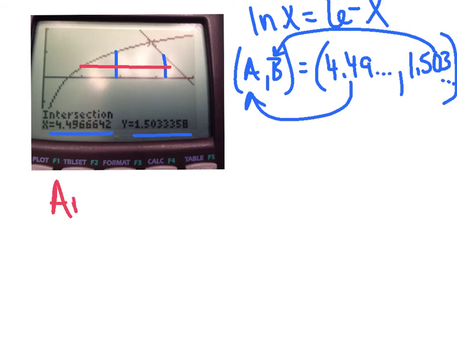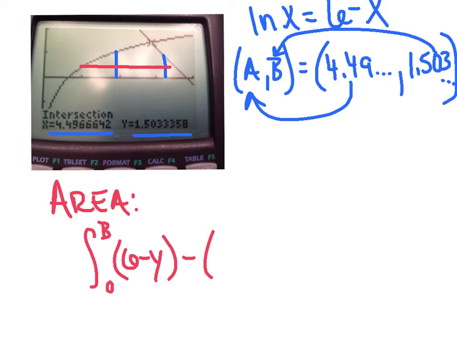If I want the area of that region, I'm going to strictly do the integral from 0 to B of 6 minus y minus e to the y dy. And that would give me the area in one integral instead of two. I think it's quicker, I think it's more efficient, and it's certainly going to give us the right answer.